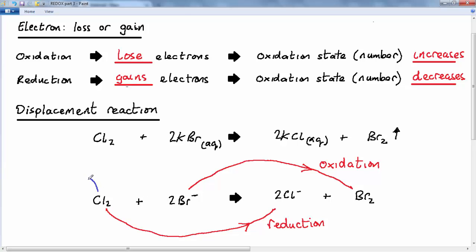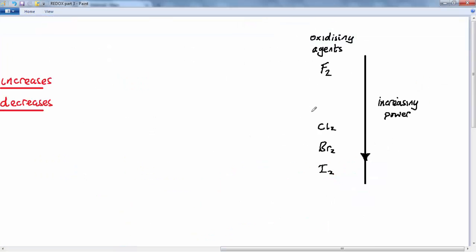So we say that in this particular reaction the chlorine gas acts as the oxidizing agent, while the bromide ion is acting as a reducing agent. That's to say, it's supplying electrons to the chlorine gas. In the same way as we talked about the reducing and oxidizing properties of the metals in their reactivity series, we can also do the same for non-metals. And really, for your GCSE chemistry, you need to know the oxidizing powers of the halogens.